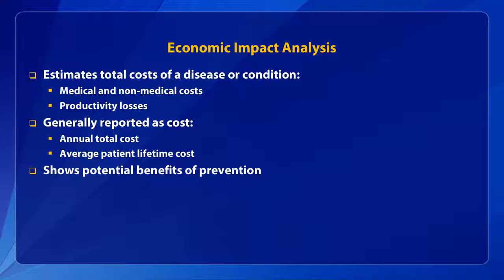Economic impact analyses are usually reported as annual total costs for a group or cohort of people with the disease, regardless of when the disease first occurred. This is a prevalence-based approach. As an alternative, the analyses can be reported as total lifetime costs for a cohort of people who acquired the disease within a specific time period. This is an incidence-based approach. Both of these approaches can be used to show the potential benefits of efforts to prevent the disease. Module 2 will provide more information on this topic.